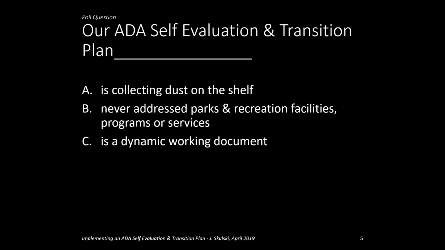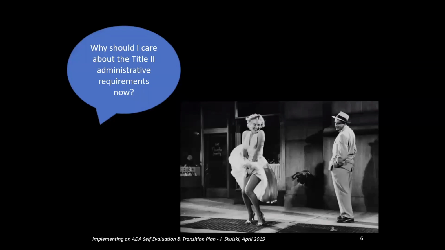In Parks and Recreation, I like to talk to folks about, even though they might have completed their self-evaluation and transition plan back early in the 1990s, why it is important to address those administrative requirements now. I have a picture up on the screen, the iconic photo of Marilyn Monroe, and I'm going to ask you in the chat room if anybody knows what movie that iconic photo is from.